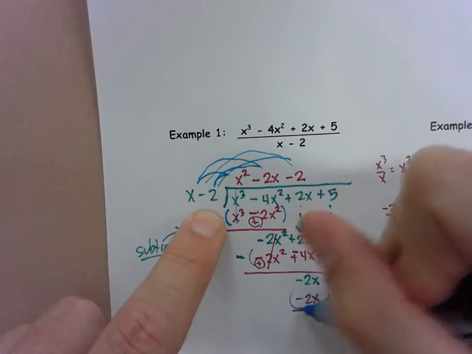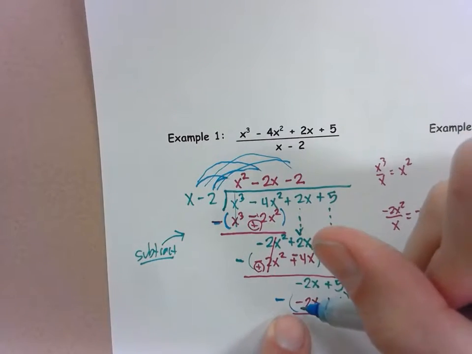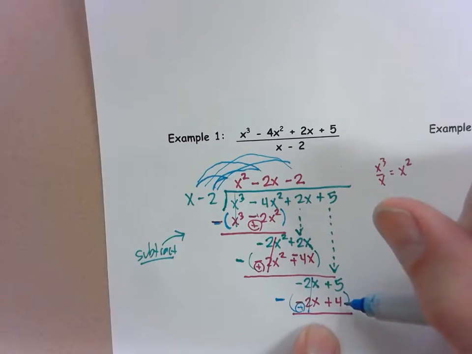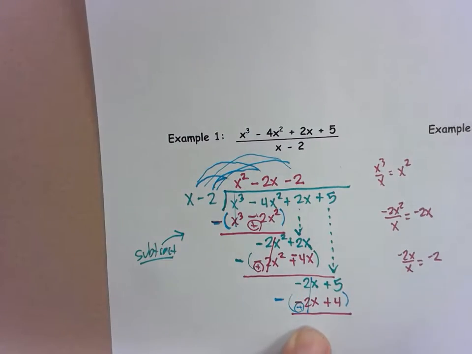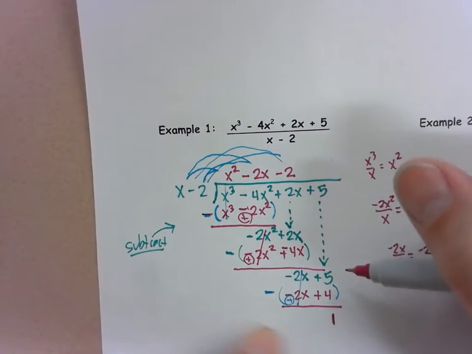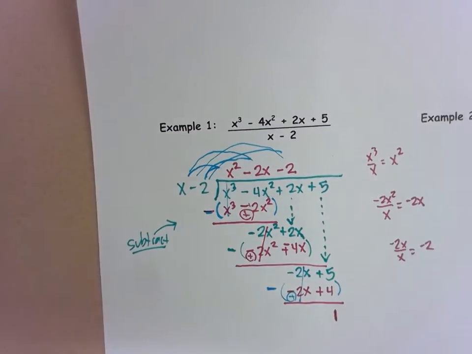Again, wrap those in parentheses and subtract. And that negative negative changes to positive, and those cancel out. So 5 minus 4, well, that's going to give you 1. And there's nothing left to bring down. So we actually have our remainder. This is going to be your remainder.